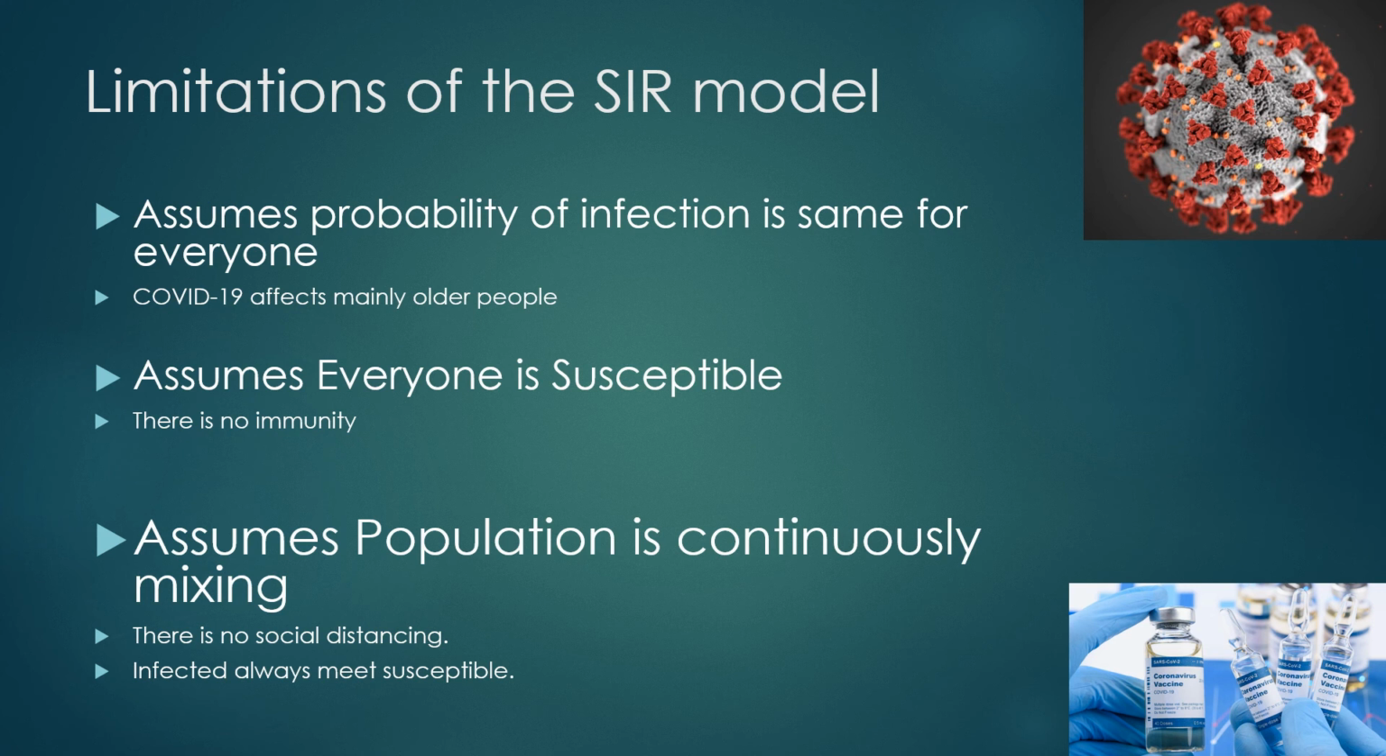The model also assumes that everybody is susceptible at one point. However, there are people who are immune to start off with, so the number of recovered will not be zero when the epidemic starts, but the SIR model assumes that people are all susceptible, but there are people who are immune.